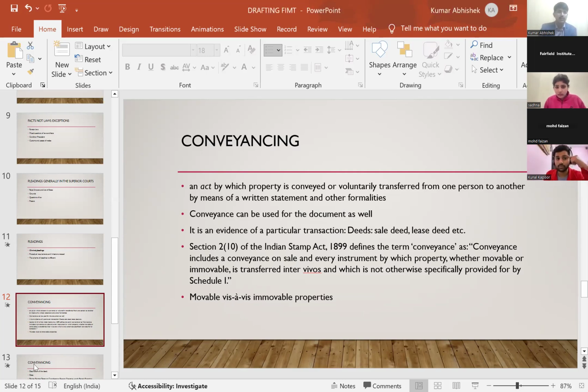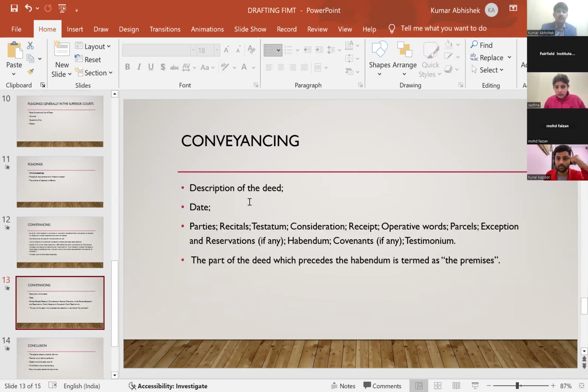Then we move to the next slide, which talks about what a conveyance document should contain. At the top of it, it should contain the description of the deed. Thereafter, the date of the deed shall be provided. Then the parties, and what the parties shall be called, the recitals of the parties shall be provided. Then it shall be written that this agreement is being executed between so and so parties.